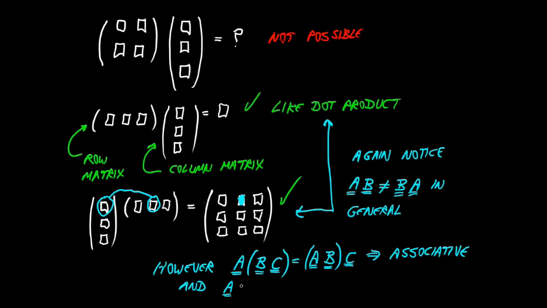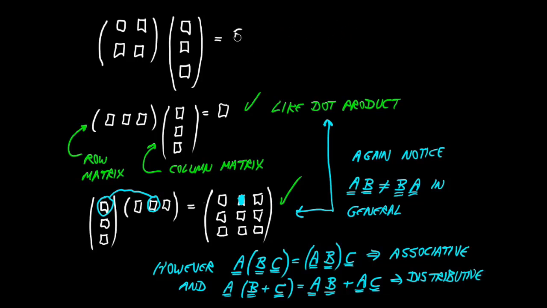How about A into B plus C, sum of two matrices? Yes, we can have A onto B plus A onto C. That is therefore the distributive property. Matrix multiplication does satisfy those things. It's just not commutative.